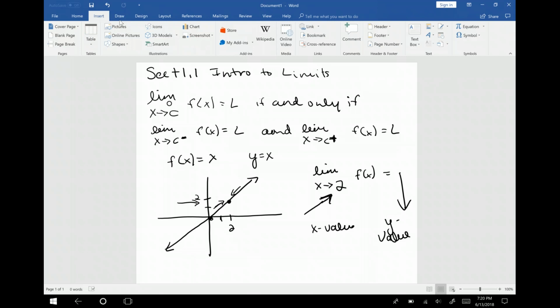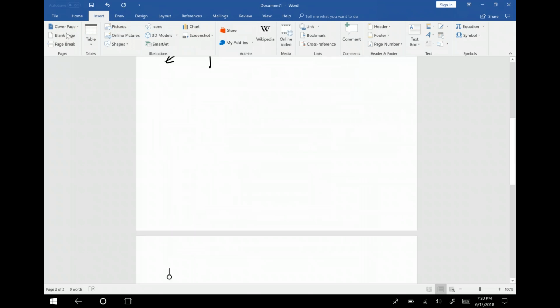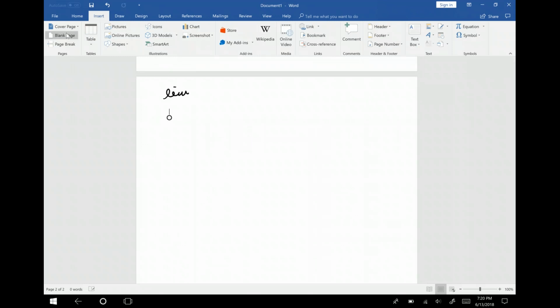Let's see, I want to insert maybe a blank page here. Okay, let's look at an example. Some of the examples are going to be just kind of what I just did.